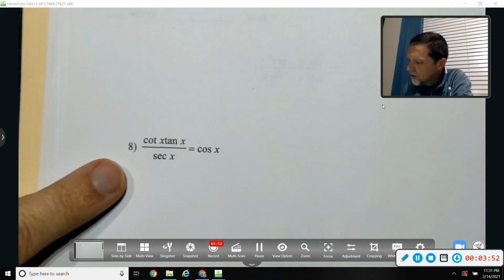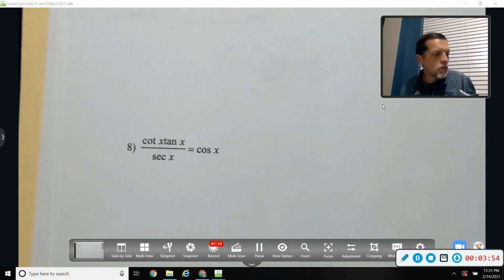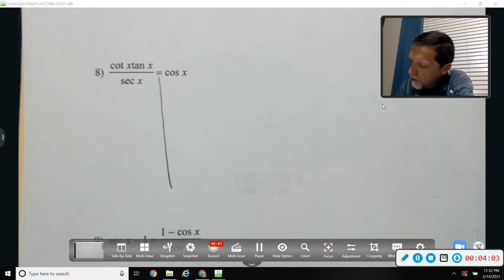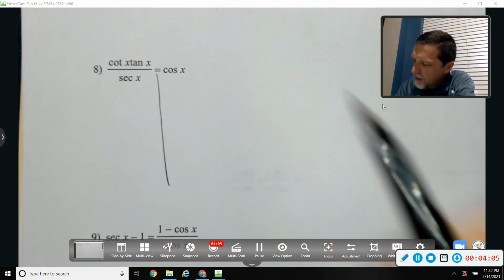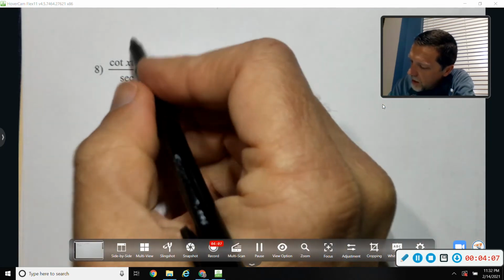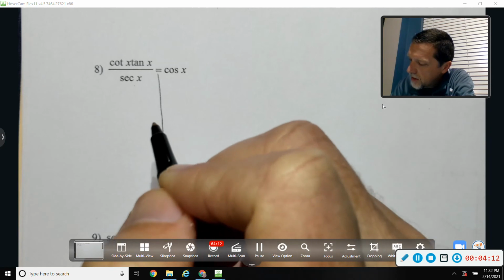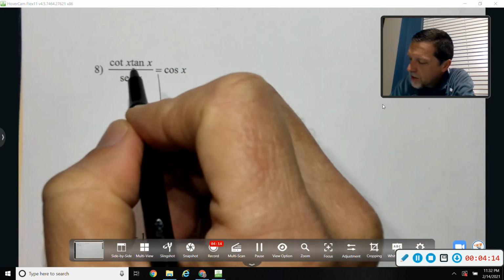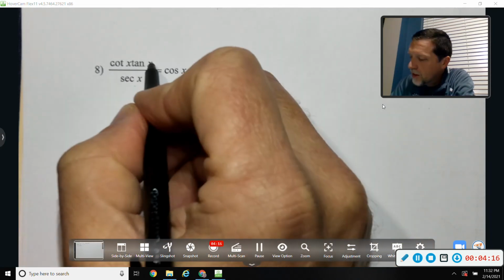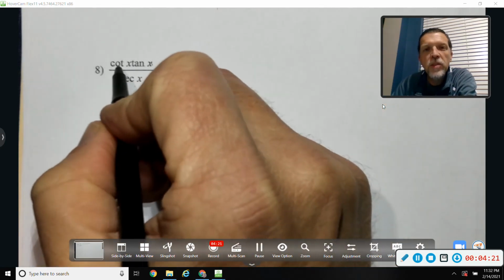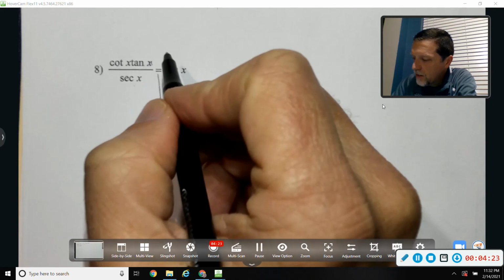Number 8 has a whole bunch of stuff going on, so I guess we could try number 8 and see what happens. So let's do number 8. It's clear which side to work on, I think. The left-hand side is crazy looking. Cotangent times tangent over secant. Cotangent times tangent. Well, those are reciprocals of one another, so I could handle this a couple different ways. I could write them in terms of sines and cosines, and everything would cancel.